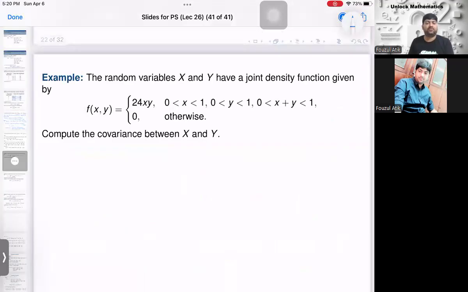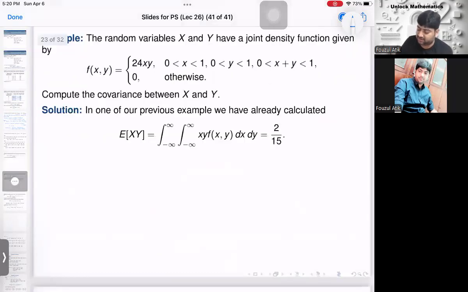Now we will do one example for the case of a continuous type random variable, the covariance between x and y. The same example we have already discussed. We have already calculated the E of xy in the previous example; it is 2 by 15. Now what do we need to calculate? We need to calculate the expectation of x and the expectation of y.